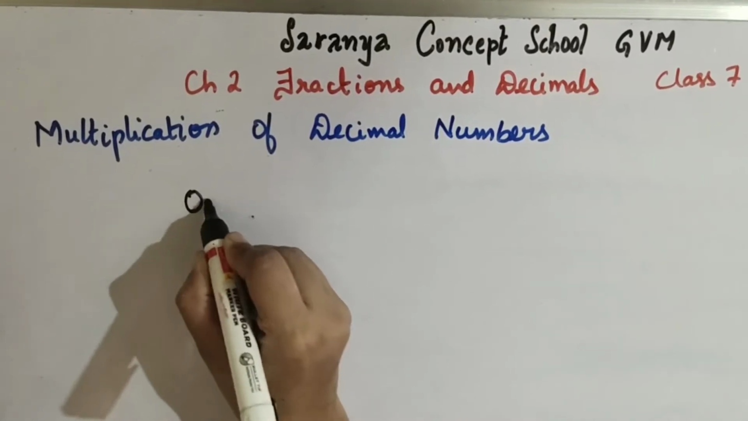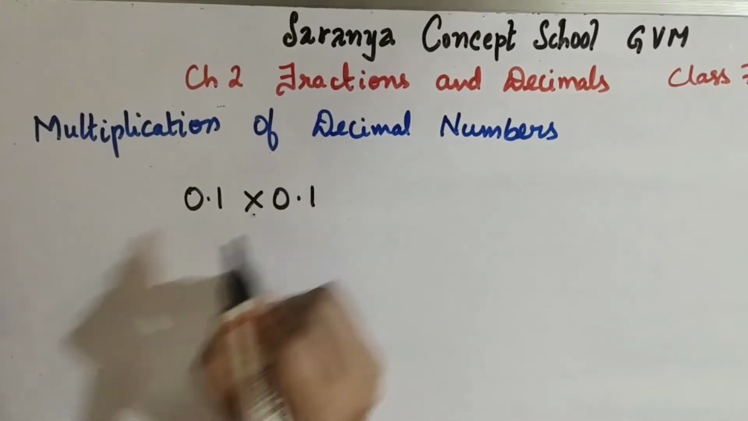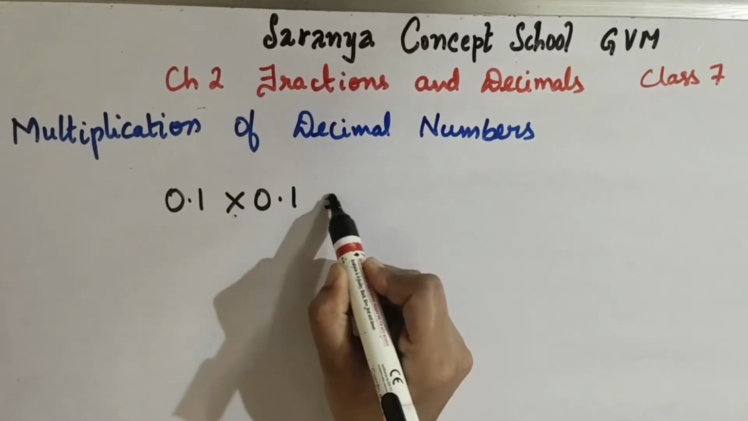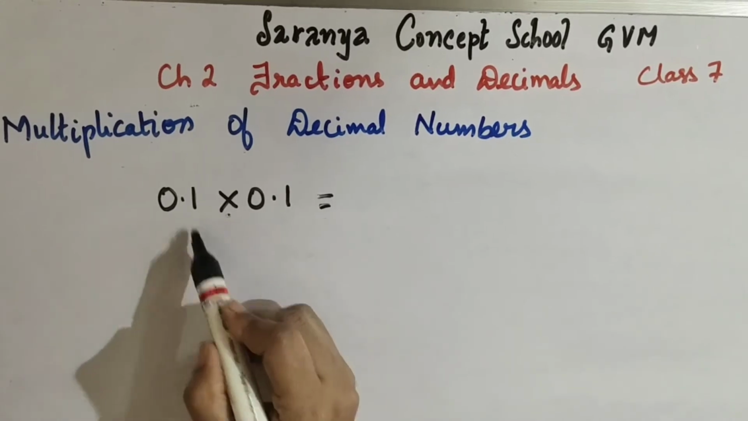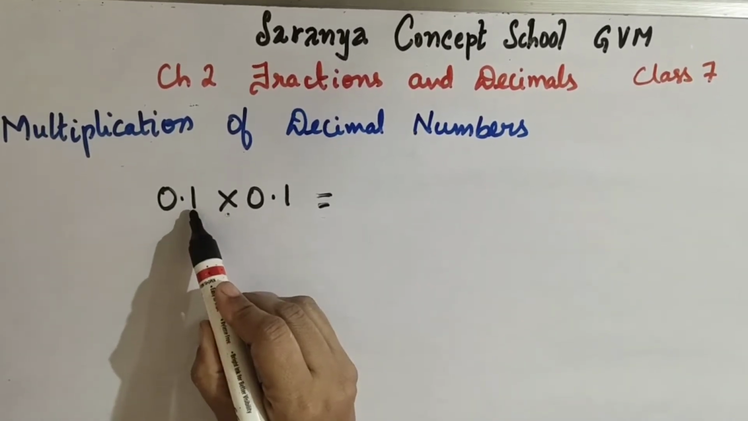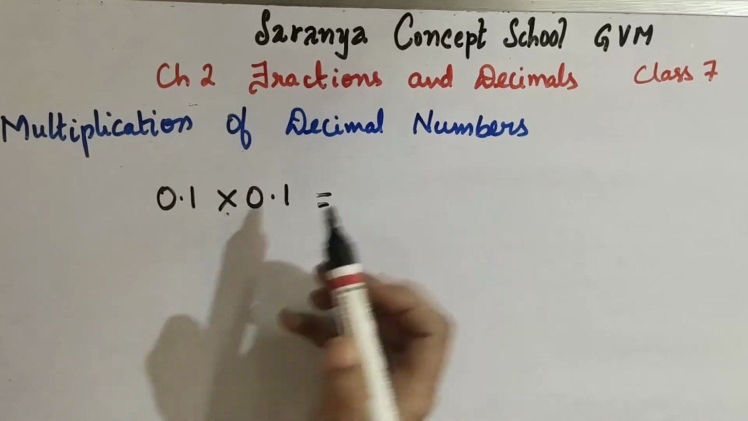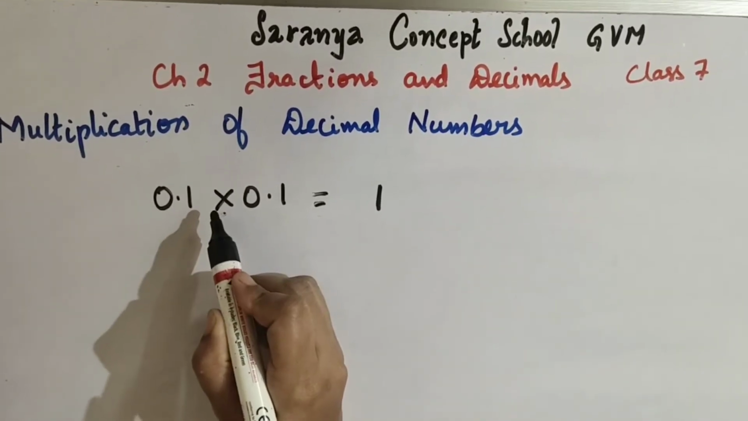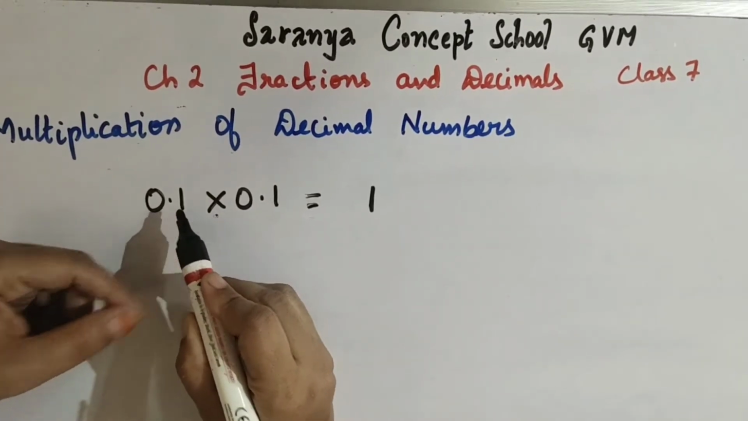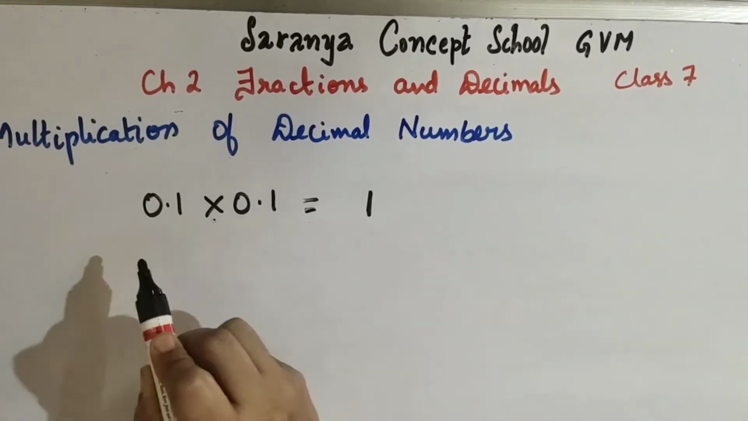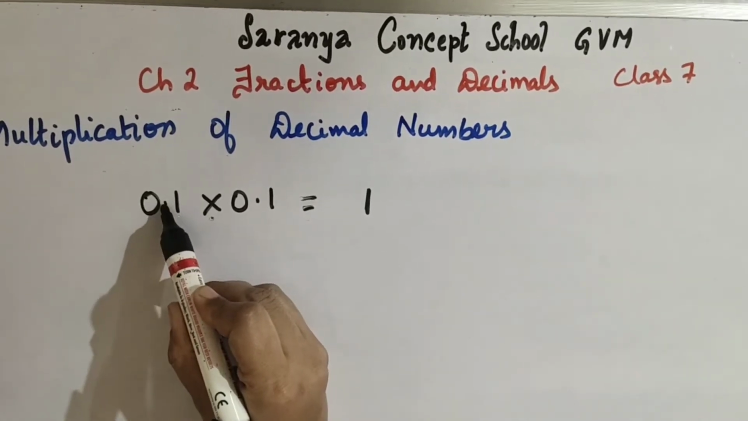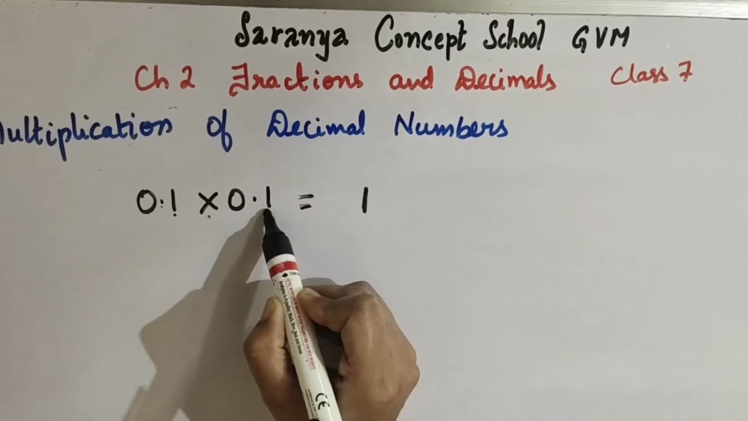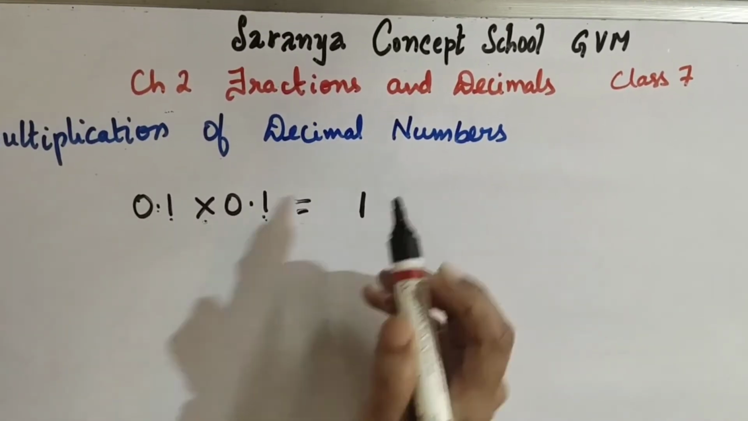Now let me explain this 0.1 into 0.1 without the pictorial representation, the easy method. First we multiply the normal numbers. What are the normal numbers here? 1, right? 1 into 1 is 1. Now to the right side of the decimal point, how many digits are there in both the numbers given to us? We need to know. Here after the decimal point you have 1 digit, and here you have 1 digit. So 1 plus 1, 2, isn't it?